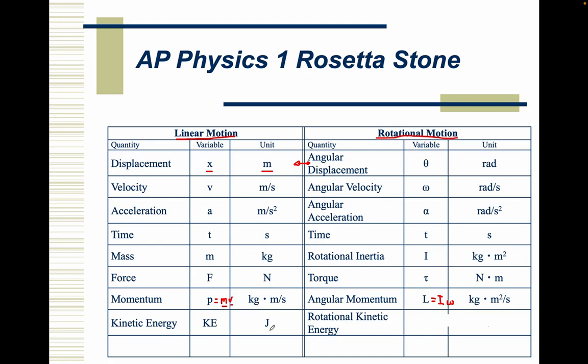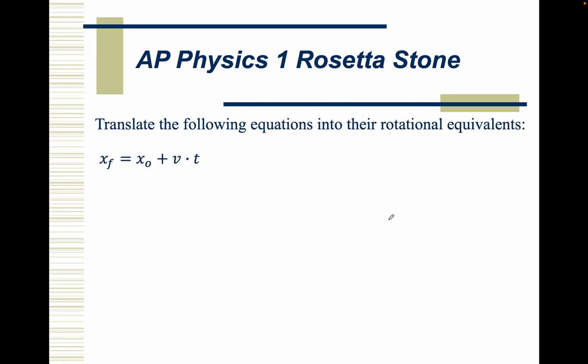Regular kinetic energy, measured in joules, has the formula 1/2 mv squared. There's also rotational kinetic energy, usually represented by RKE, also measured in joules. We'll talk about what that equation looks like in just a moment, but you can see the pattern. For each one of these, you can translate directly across. And so all of the formulas you've learned up to this point, you can translate into their rotational equivalent. Let me show you some examples.